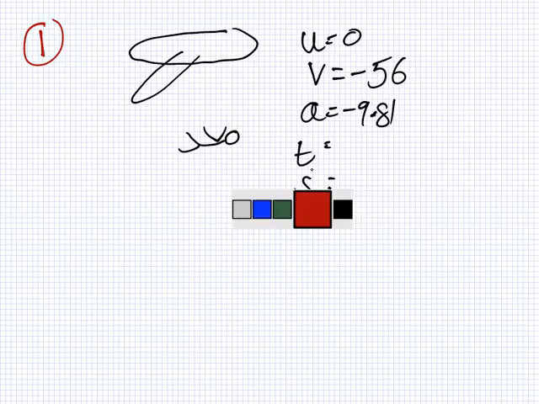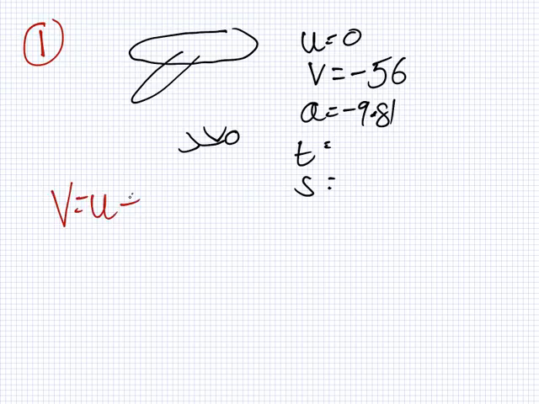So what's the formula we'll use for T? V over speed? We have fancier formulas than that. V equals U plus AT. Do you know this formula? But what's U? Zero. The initial velocity, the start speed, and V the final speed.